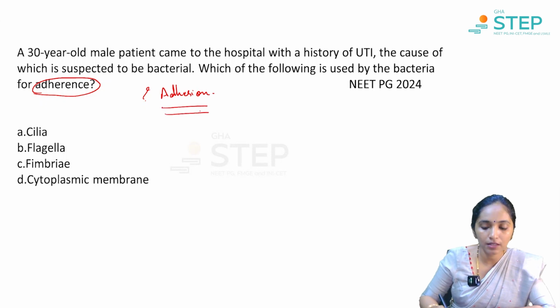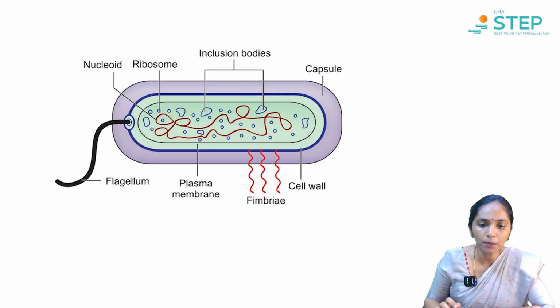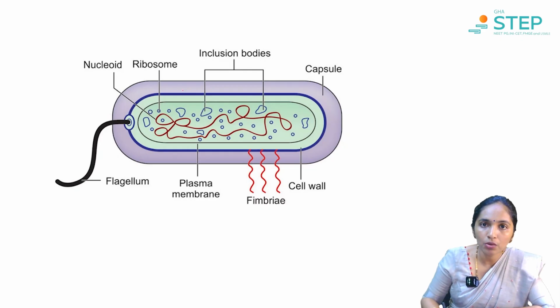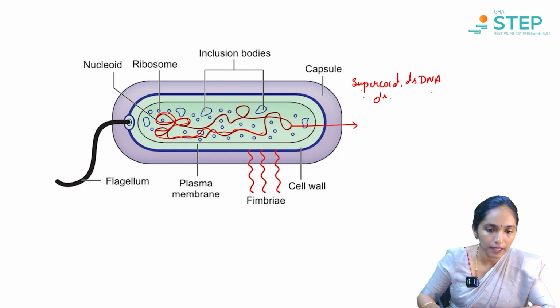To understand this, let us look into the morphology of a bacterial cell. Let us come from inwards to outwards. This particular thing is the genetic material of the bacteria, and the genetic material of bacteria is supercoiled double-stranded DNA material, which is circular.